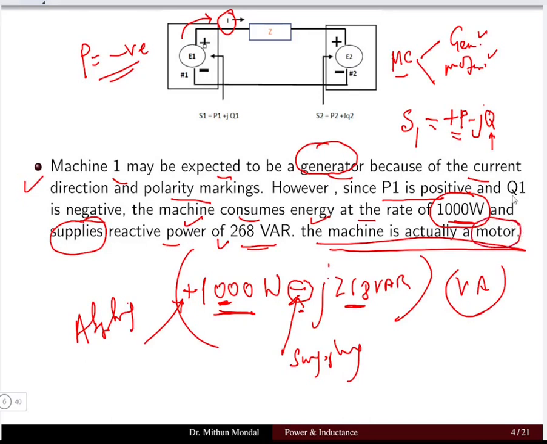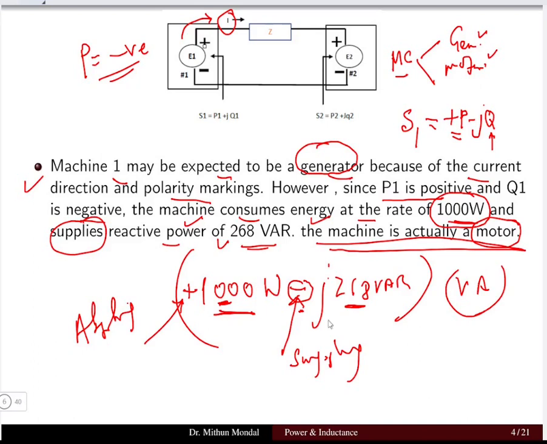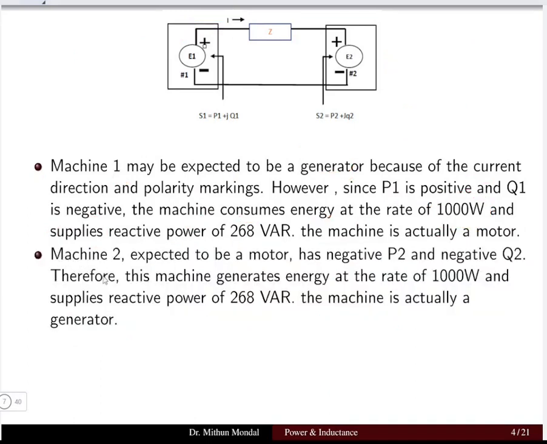So here my first assumption was wrong. When I said that machine 1 is a generator and machine 2 is a motor, how did I say it? I said that the current is coming out from machine 1 and the current is going into machine 2. It means that machine 1 is a generator and machine 2 is a motor. I made this assumption. But after calculating the real power and the reactive power, my assumption is wrong and machine 1 is actually behaving as a motor. Let us see machine 2.